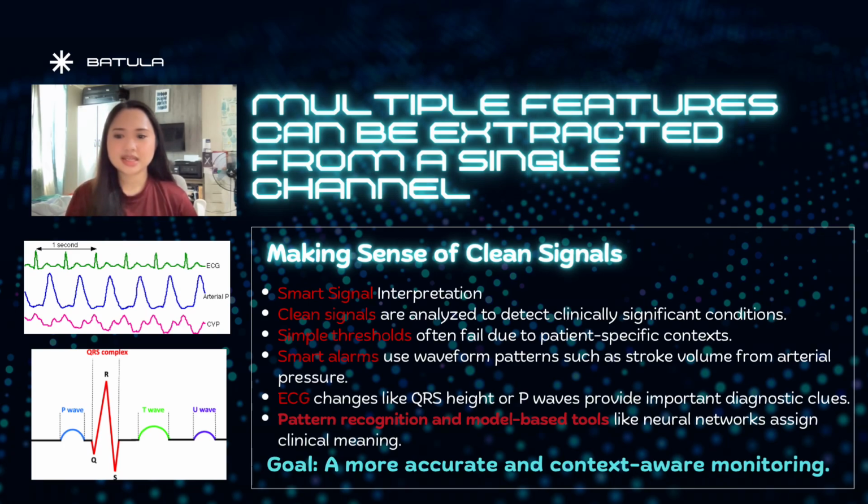To do this, systems use two steps: pattern recognition to identify the key features in the signal, and then model-based tools like neural networks or support vector machines to assign clinical meanings. This allows for more accurate and patient-specific interpretations, going beyond what a simple threshold can offer.